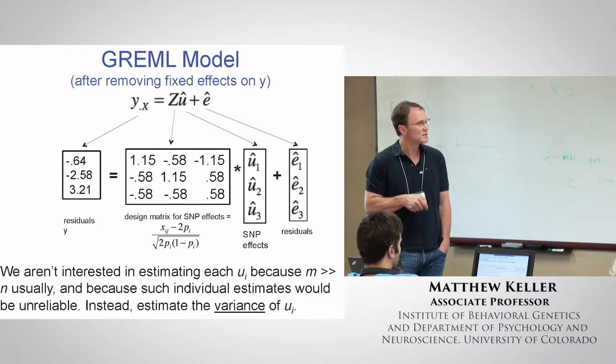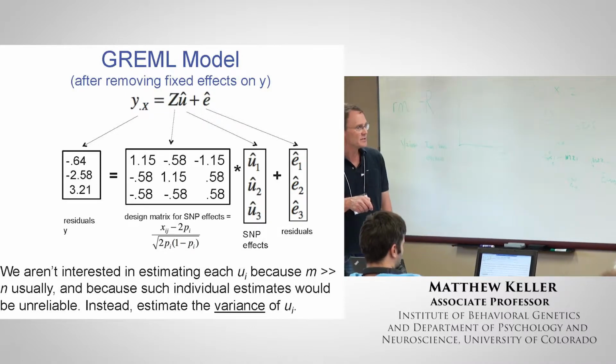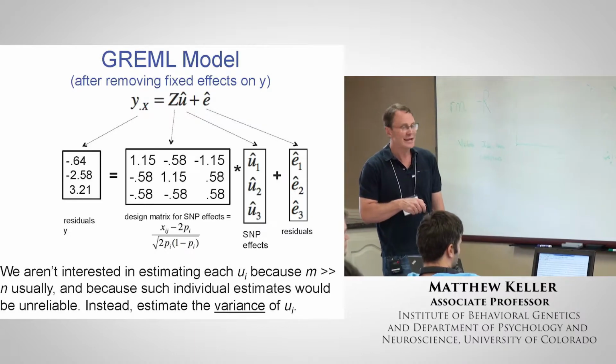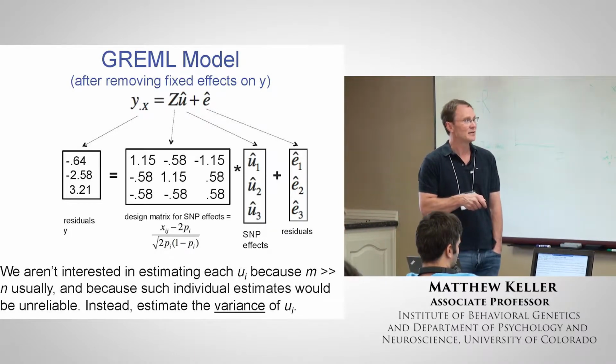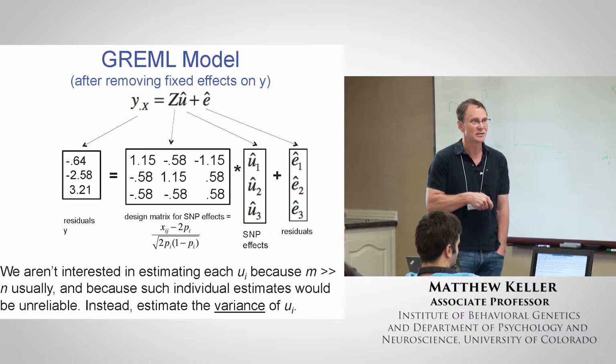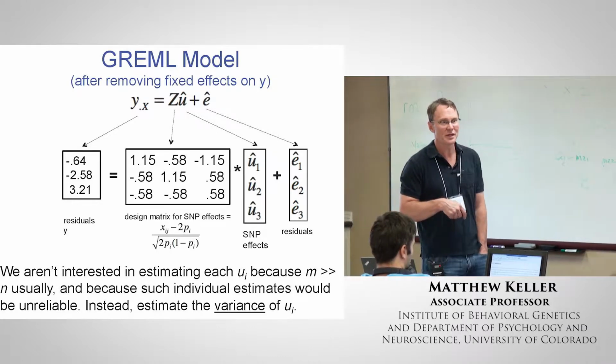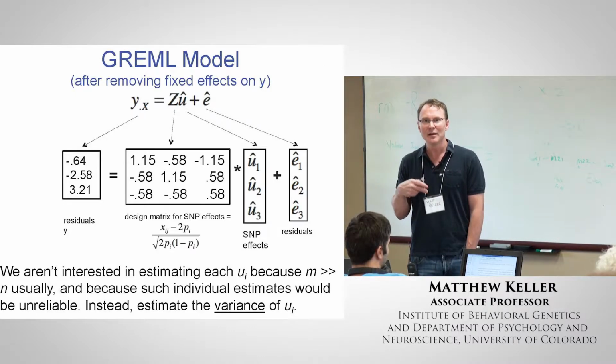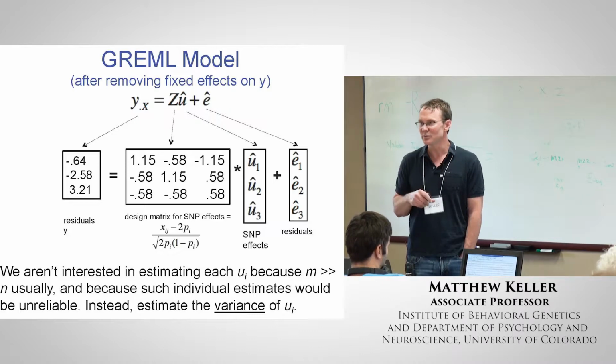We're usually not interested in estimating each of these U_i's because M is usually a lot greater than N. Such individual estimates would be unreliable, as we know from LD score regression when we try to estimate each one individually. We can't do it simultaneously for this reason: the number of predictors is a lot bigger than the number of data points. So what we have to do in LD score regression is estimate each one individually. Doing that, though, leads to a tremendous amount of error in that PGS that we create.